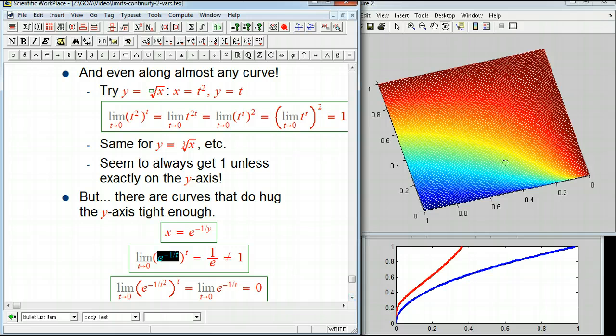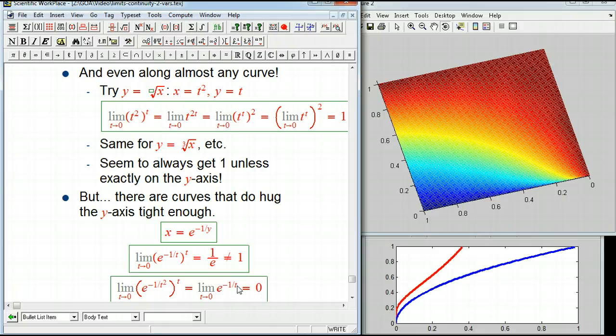Now, could I actually get 0? These guys are all going to give me a bunch of non-zero, non-1 numbers. Well, a good way to get 0 is to get even more extreme. Something that hugs the y-axis even tighter than these funky contours, even tighter than this red curve, is e to the minus 1 over t squared. Well, take that to the t power. It kills one of these in the denominator, but not both. You get e to the minus 1 over t. And my claim is that the limit's equal to 0.